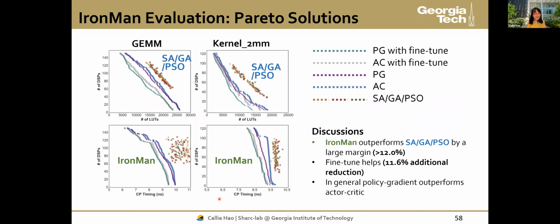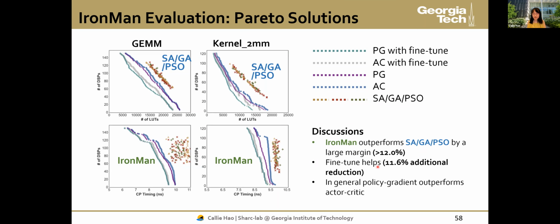Also, let's take a look at the IronMan evaluation, how it does generating these Pareto solutions. There are 2 example applications. These dots are generated by heuristic solutions. These dots are heuristic algorithms. And these 2 lines are the Pareto solutions generated by IronMan. So obviously we can find better Pareto solutions compared with these heuristic algorithms. In general, IronMan outperforms this heuristic method by a large margin, more than 12%.